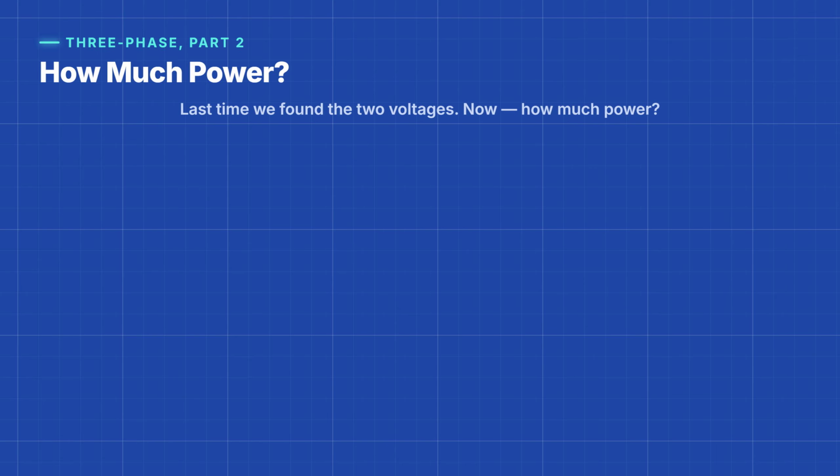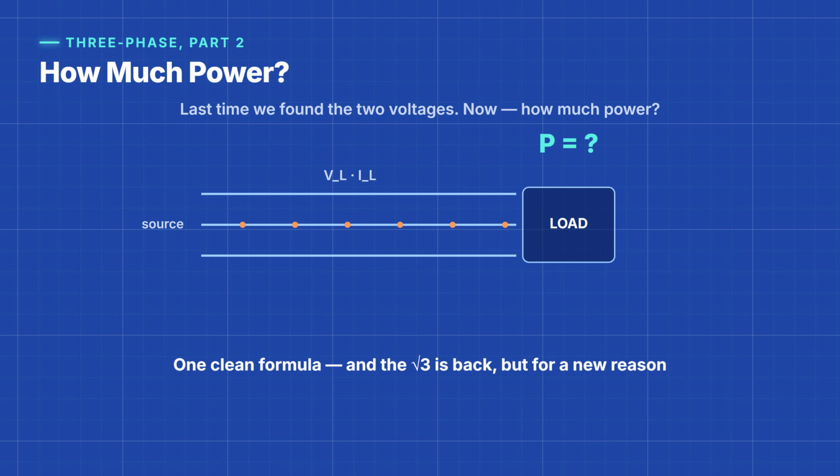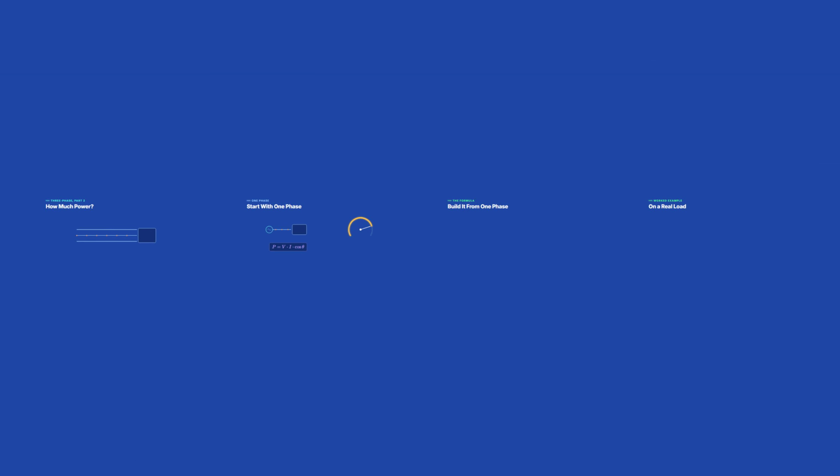Last time, we untangled the two voltages in a three-phase system. Now the question every engineer actually asks, how much power is a three-phase load drawing? The good news is, it comes down to one clean formula. And here's the curious part. That root 3 from last video shows up in it again. But why when there's nothing to subtract this time? Let's build the formula, then use it on a real load.